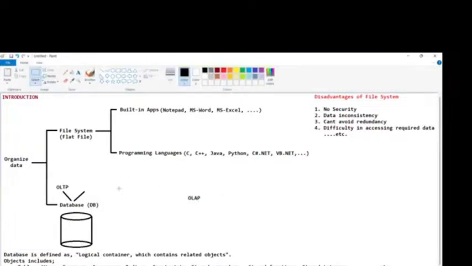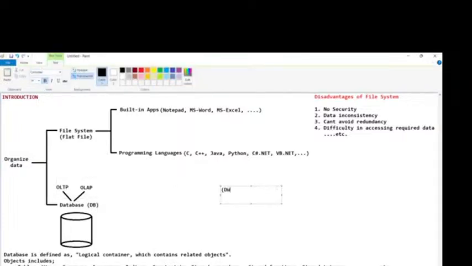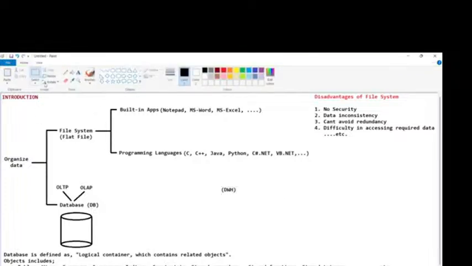In the next class, I'll directly come up with an introduction to OLAP, which is all about the data warehouse, DWH. OLTP is online transaction processing. OLAP is online analytical processing. So there are two types.